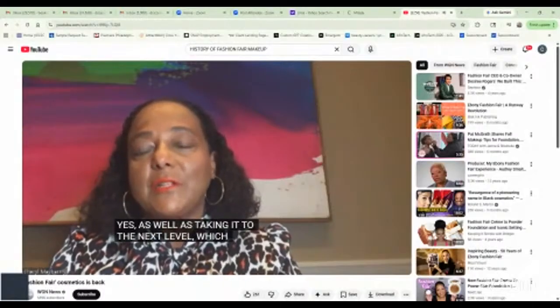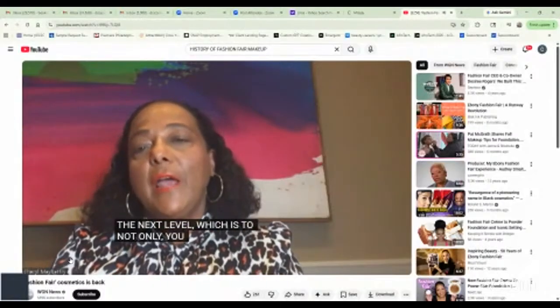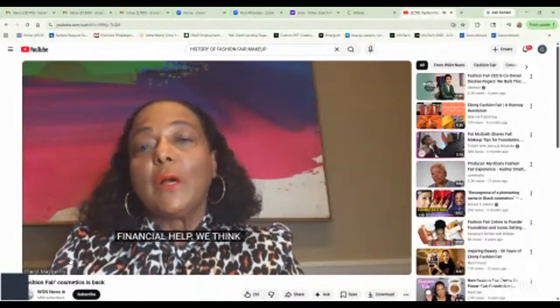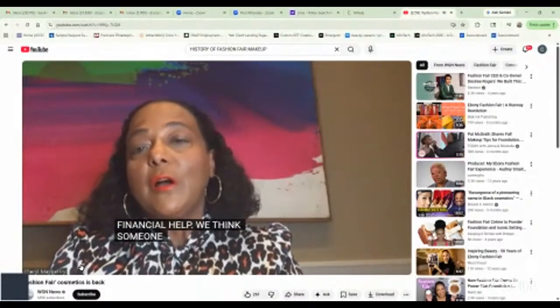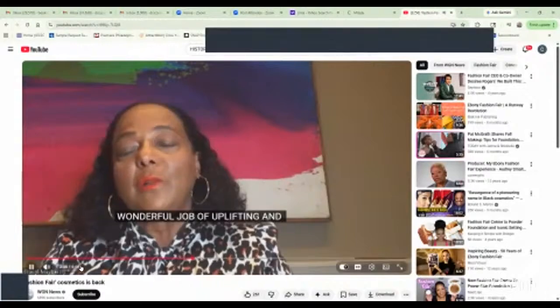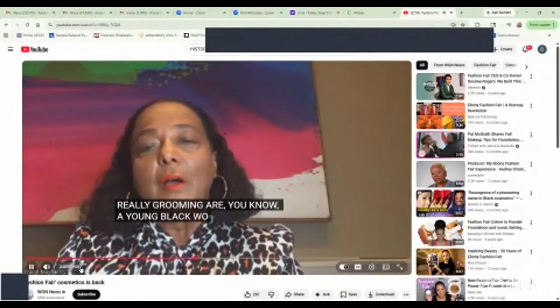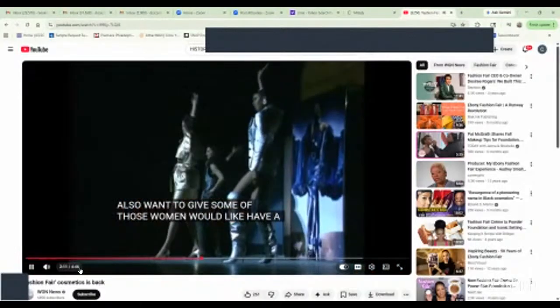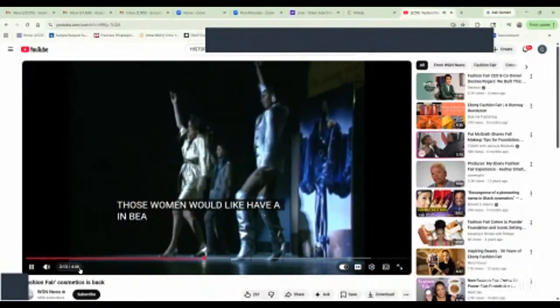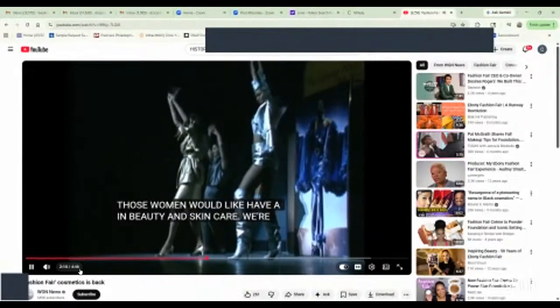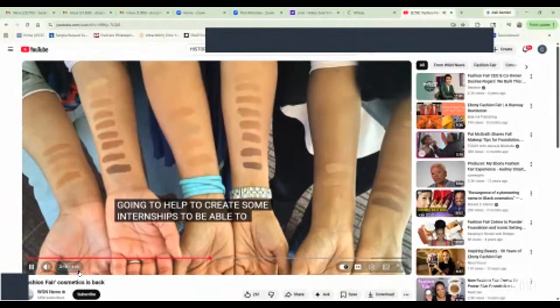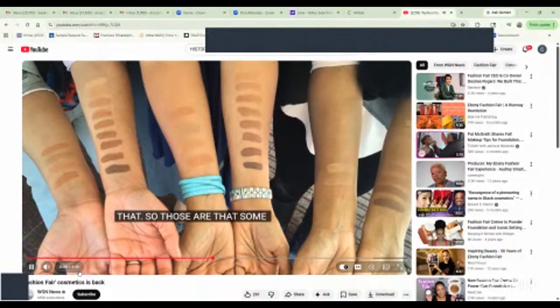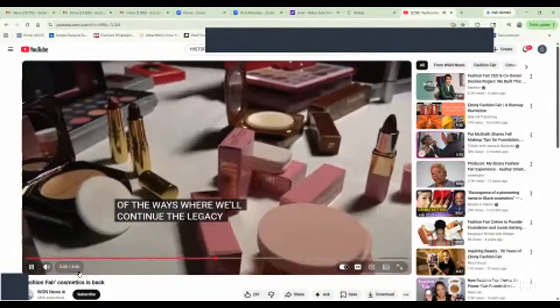We think Spelman has done such a wonderful job of uplifting and grooming our young Black women, but we also want, if some of those women would like to have a career in beauty and skincare, to help create some internships to be able to do that. So that's some of the ways we'll continue the legacy that was started by Mrs. Johnson. But the newness really is in the ingredients in the product.